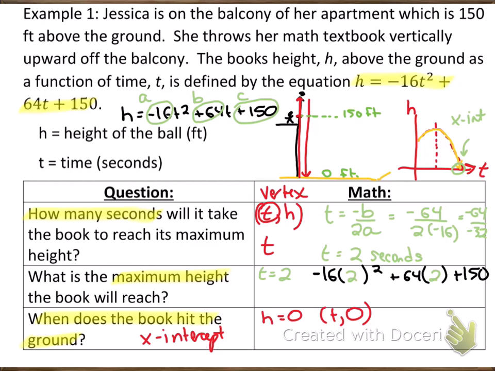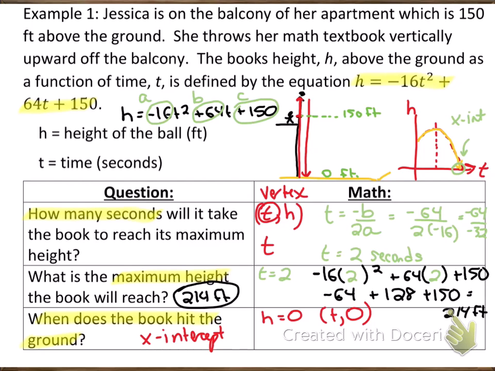And then we're just going to substitute 2 and see what we get. So 2 times 2, or 2 squared, is 4. Negative 16 times 4 is negative 64. So we have negative 64 plus 128 plus 150. So after 2 seconds, that book is going to be 214 feet in the air. Okay, so that is the correct answer. So again, all we really did, guys, is we found the x value or the t value and the y value or the h value of the vertex. That's all we did. And we already know how to do that.